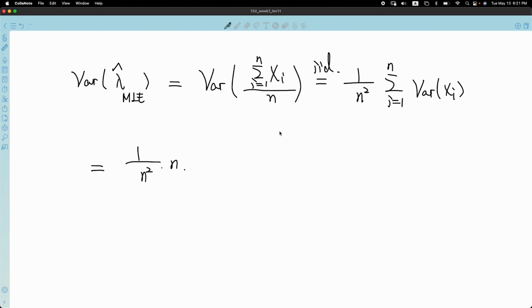What is the variance for the Poisson? It's also lambda, right? Okay. So the variance of Xi is lambda. You have n copies of them because they are identically distributed. This is equal to lambda over n. So here it attains the Cramer-Rao lower bound.